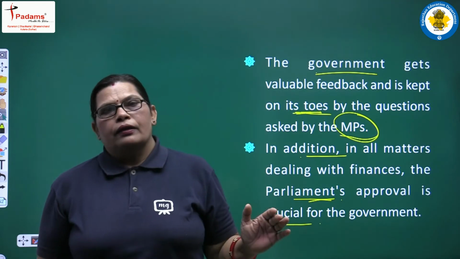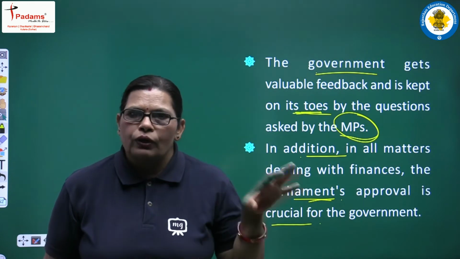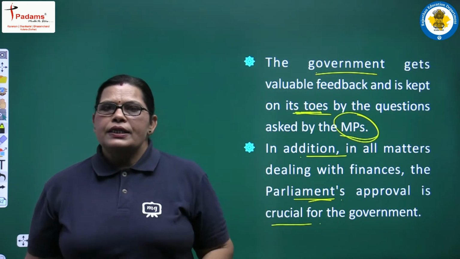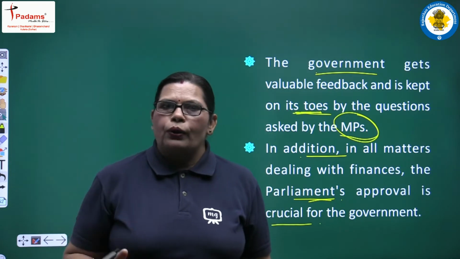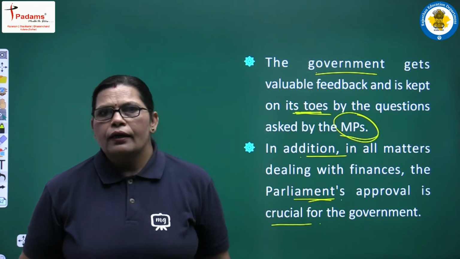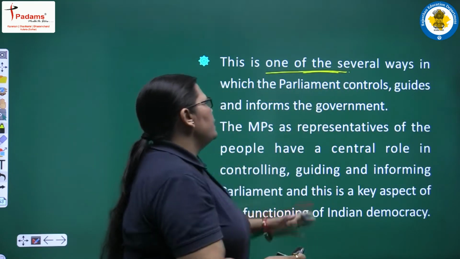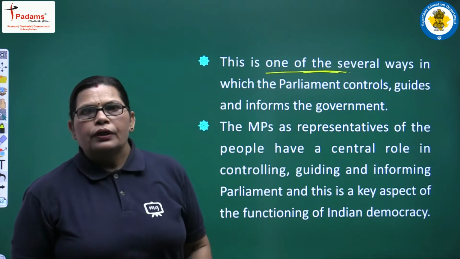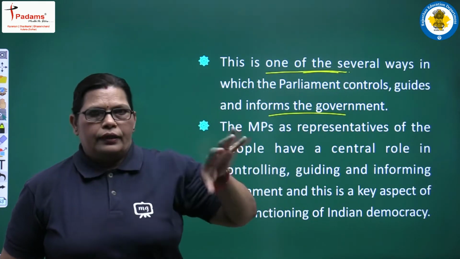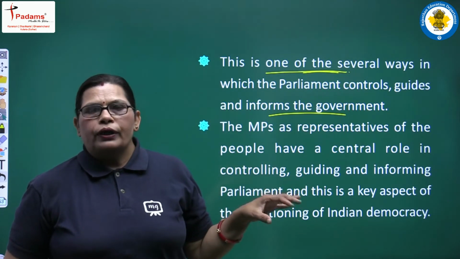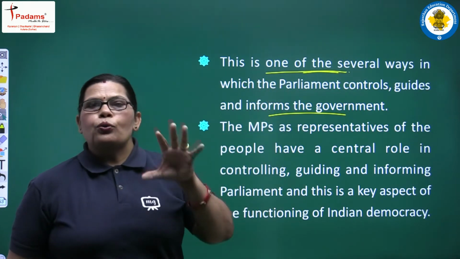But other than the finance bill, all other bills need the approval of Lok Sabha as well as Rajya Sabha, and at that time the House of Lords and House of Commons had the important role in passing the bills. This is one of the several ways in which the parliament controls, guides and informs the government. See, the main theme of the point is that there are several ways to control the government.